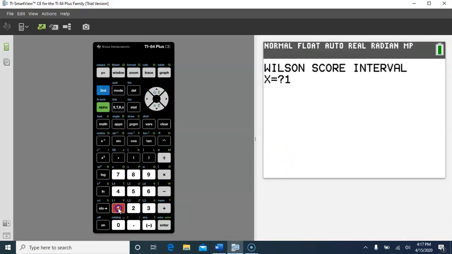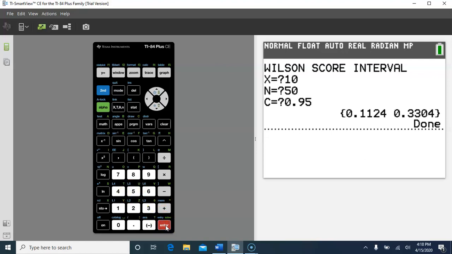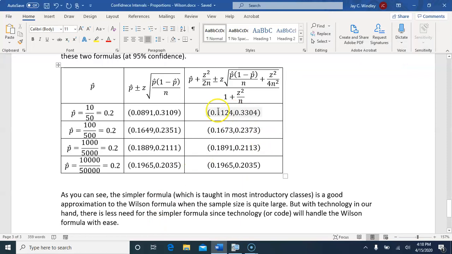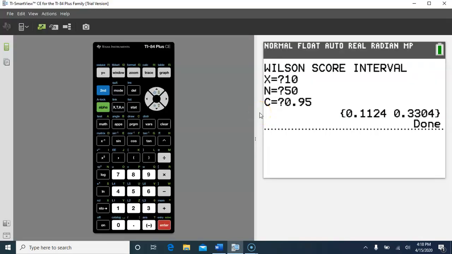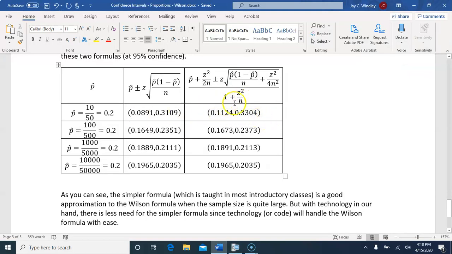So I'm going to say x is 10, n is 50, and c is 95%, which I'm entering as a decimal. And there's the Wilson score interval, 0.1124 right here, and 0.3304 right here. So we can do the Wilson score interval now. We have a program that we just wrote on our calculator to do the Wilson score interval. So that gives us this result here.